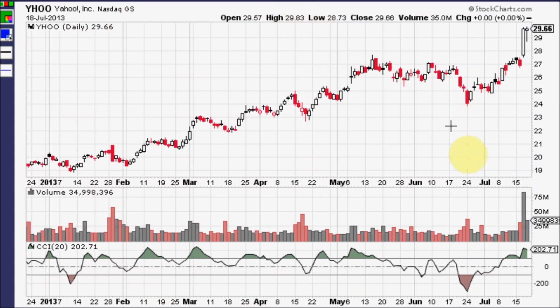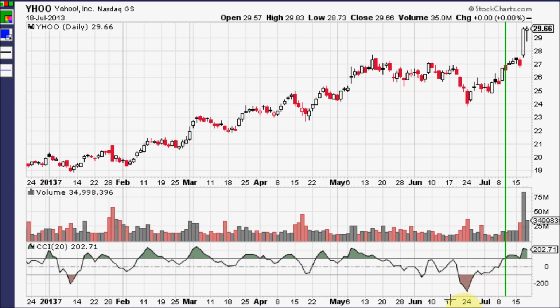Now let me explain what the book says, what Mr. Lambert said about a buy signal. It's when the CCI crosses up through the plus 100 line. But when you look at stochastics and other indicators that indicate overbought and oversold conditions, that's pretty dangerous.